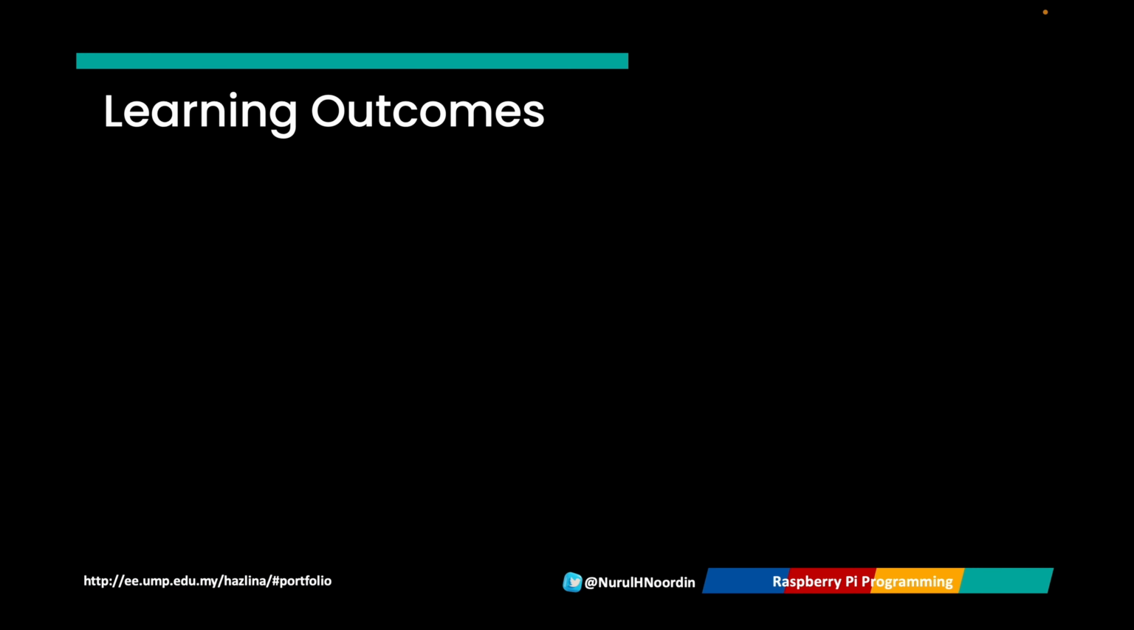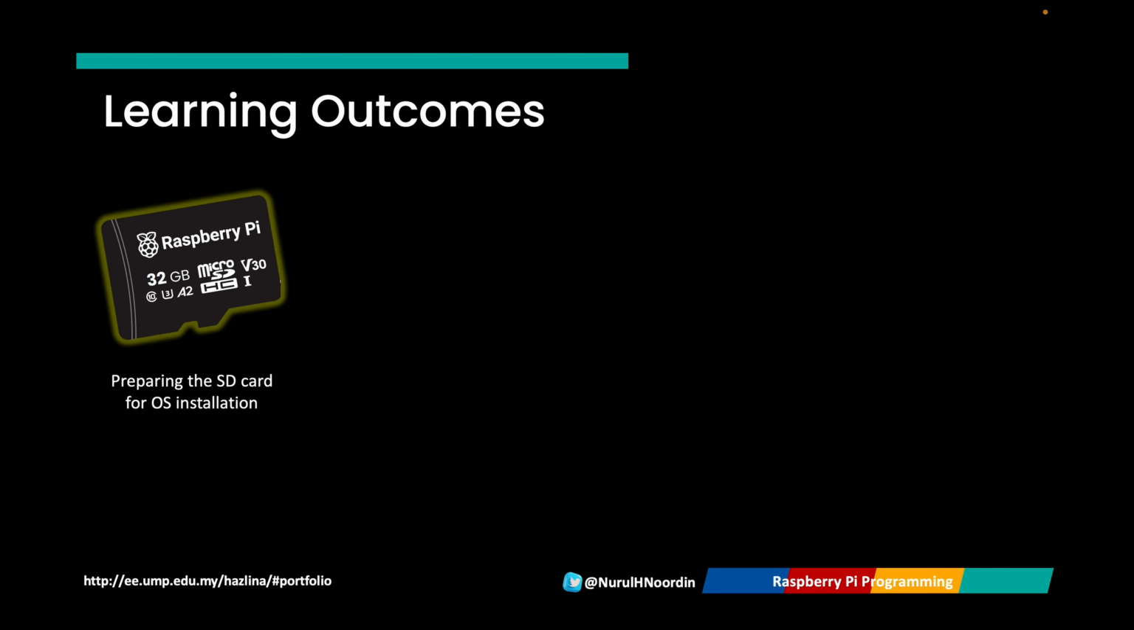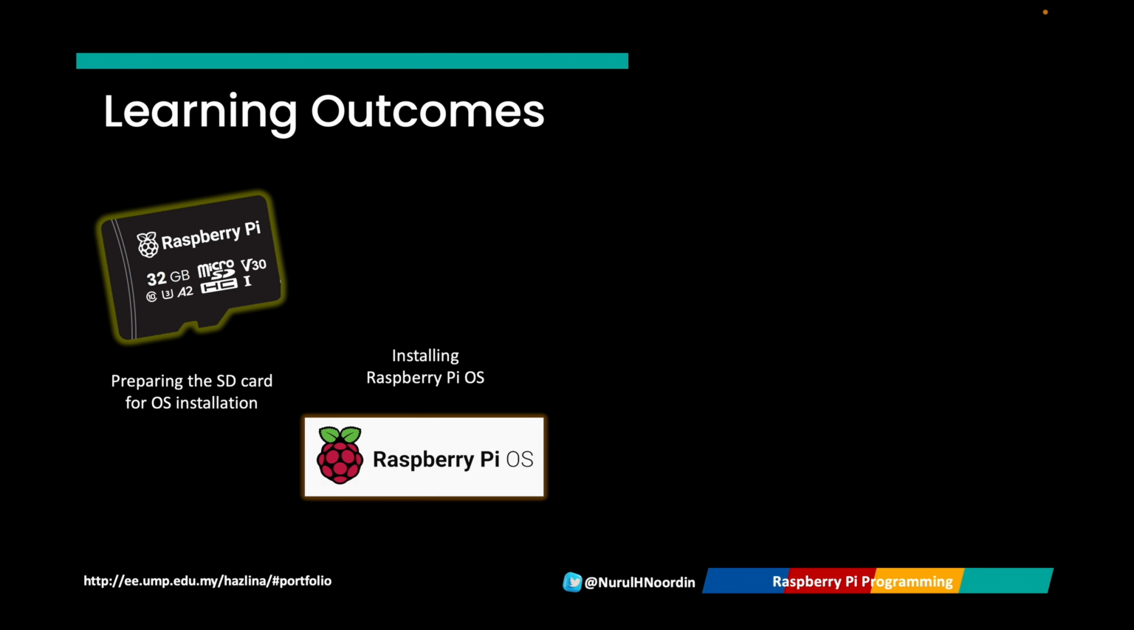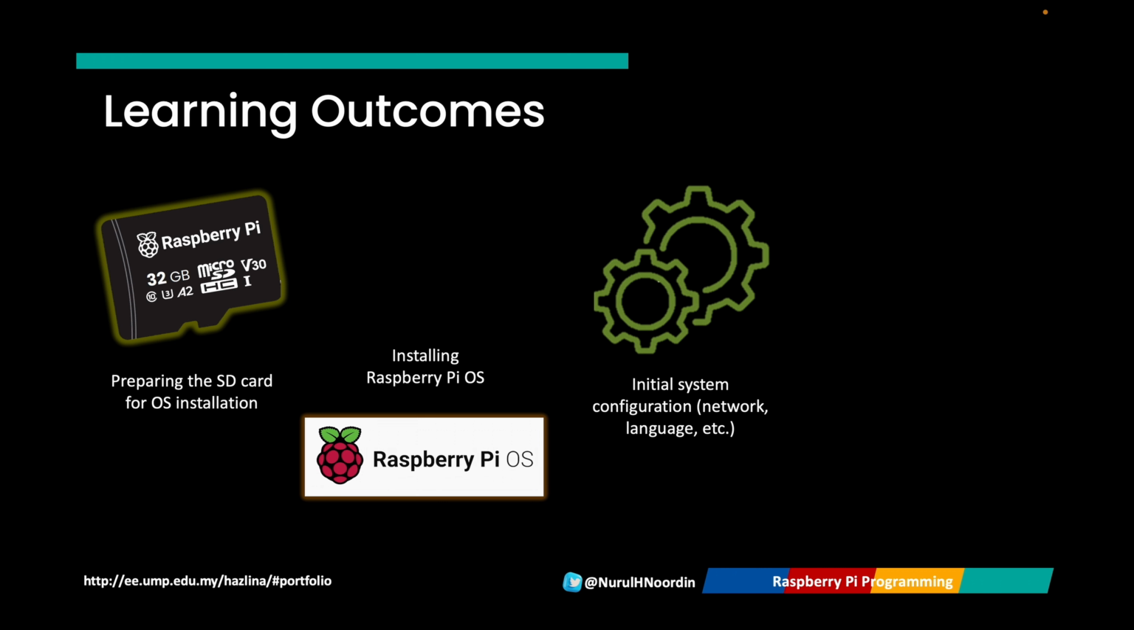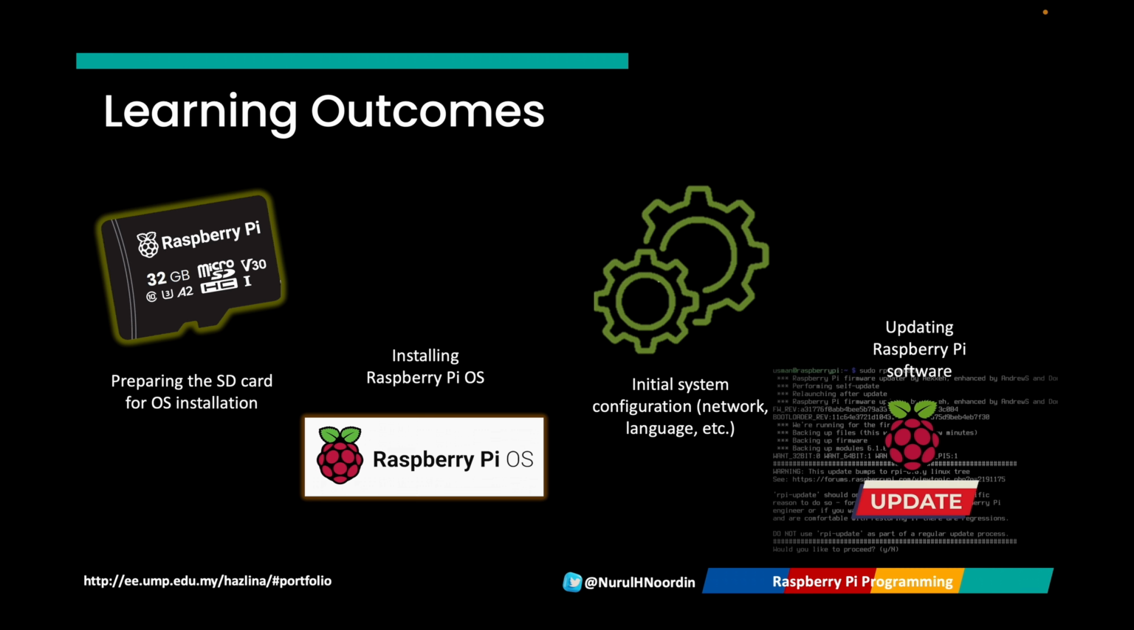By the end of this chapter, you will be able to prepare the SD card for installing an operating system on your Raspberry Pi, install Raspberry Pi operating system, ensuring you have the right setup for your project, configure essential system settings such as network connectivity, language preferences, and initial setup options, and update and manage software packages, keeping your Raspberry Pi secure and up to date. These foundational steps are crucial to getting your Raspberry Pi ready for development and experimentation.